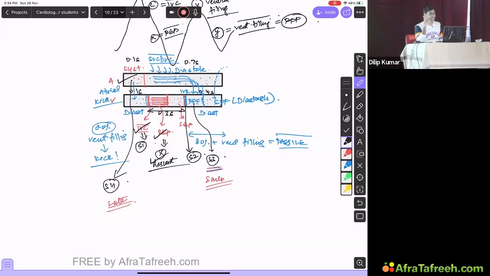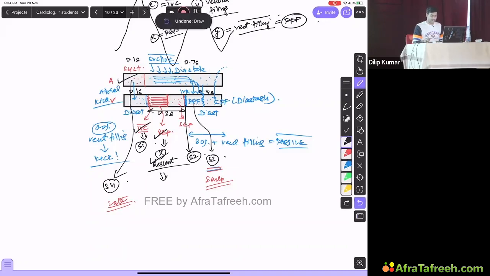Technically speaking, where should you get the ejection click? Which area of the cardiac cycle? You should get the ejection click during the rapid ejection phase. That is the time where you get the ejection click. Immediately after the isovolumetric contraction, during the rapid ejection phase only, you are going to get ejection clicks. And where will you get opening snaps?